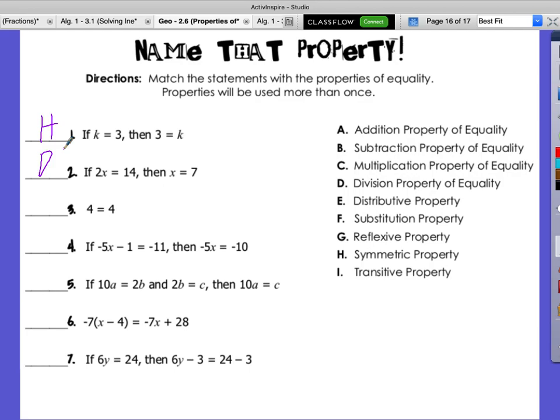Number 3, what did you guys get? Reflexive property, G. 4 is equal to itself. Okay. Number 4, what did you guys get? A, addition property. You add 1 to both sides.